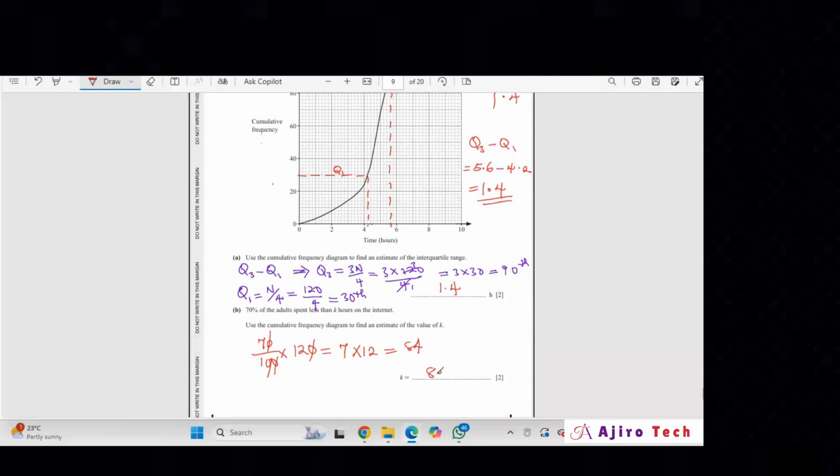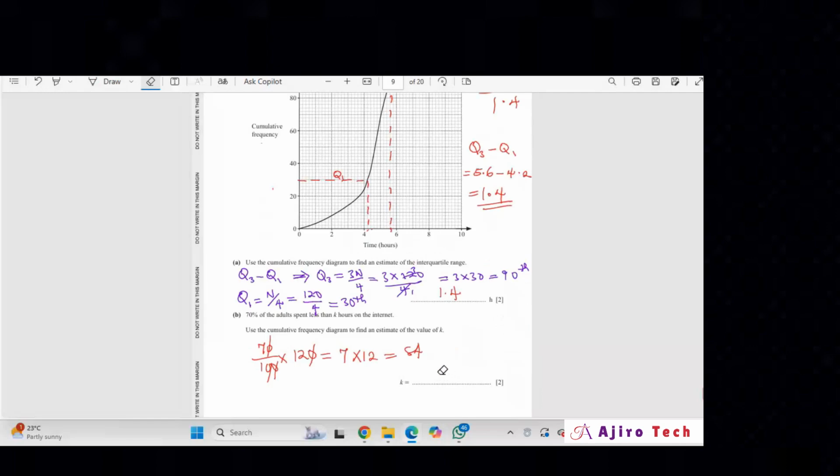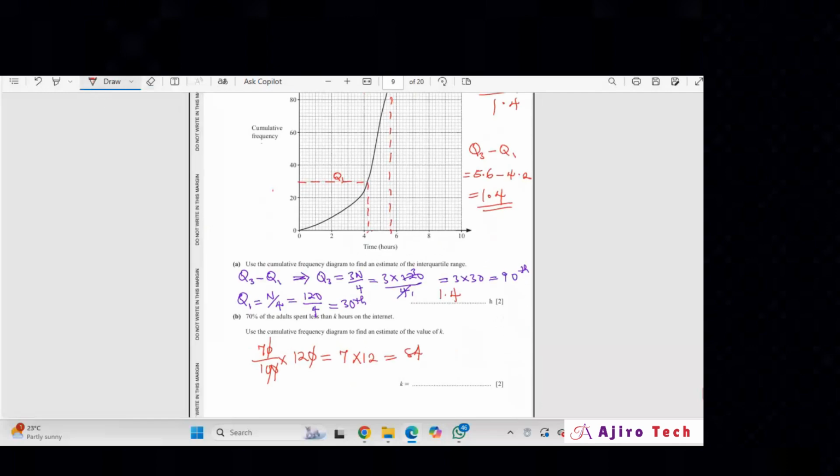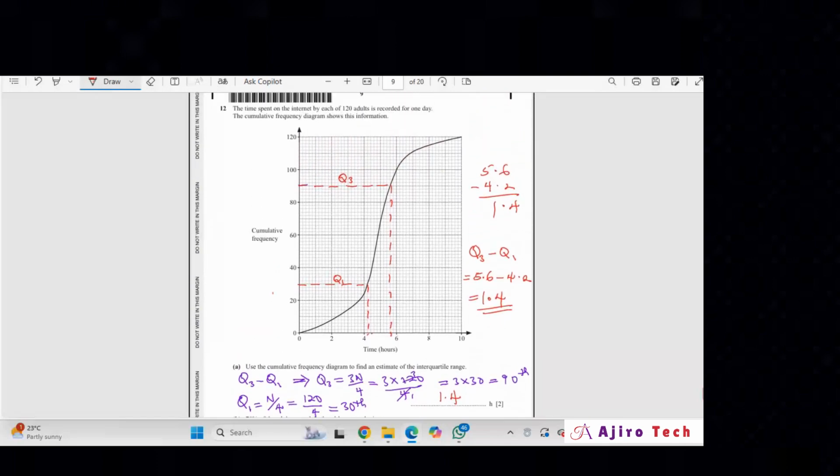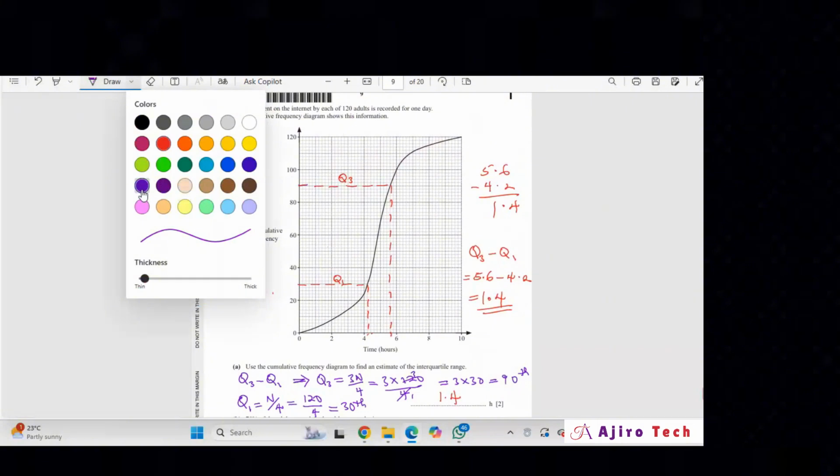So the value of our K now is what? Is 84? No, it can't be 84 yet. If you put 84 there, you are wrong. So don't do like me. The value of 84 there, you need to go back. They say use the cumulative frequency. You need to go back and check for where 84 is. Where is 84? I think I will need to use another pen so that you will understand the concept better.